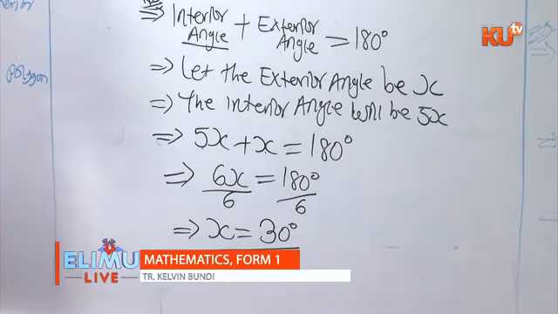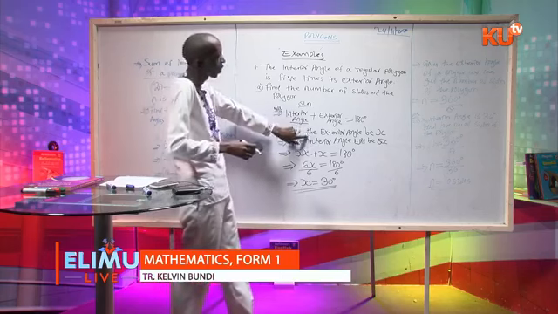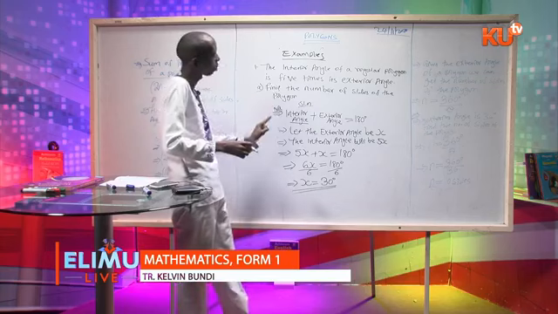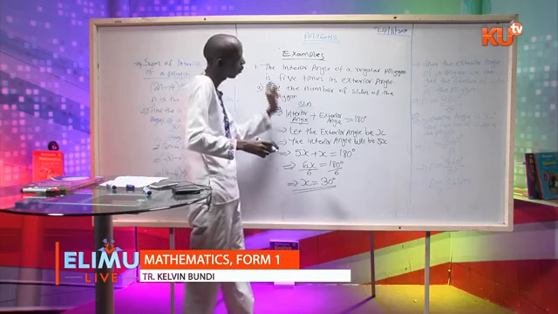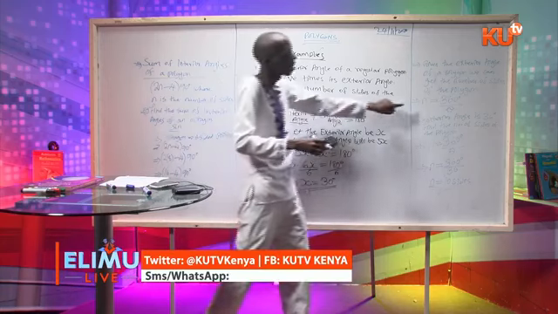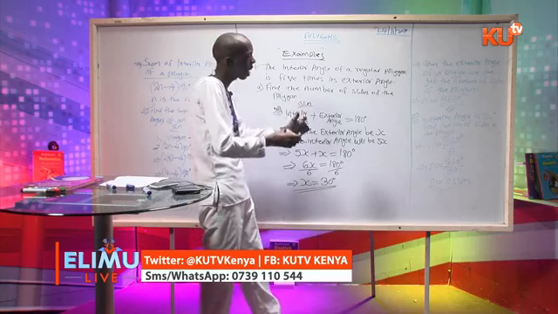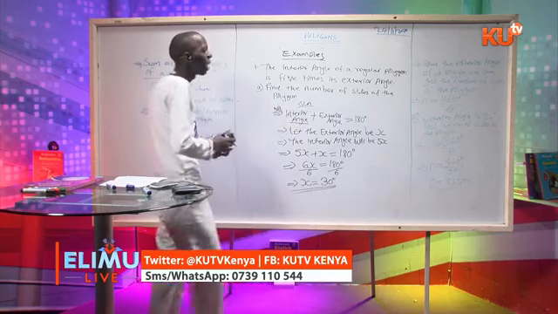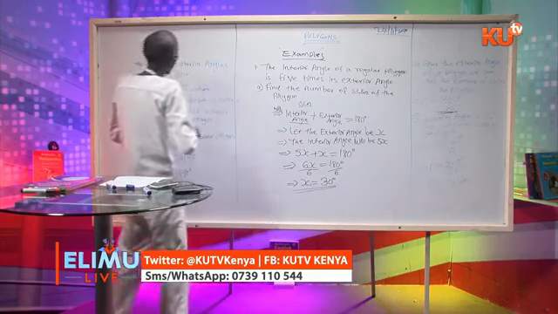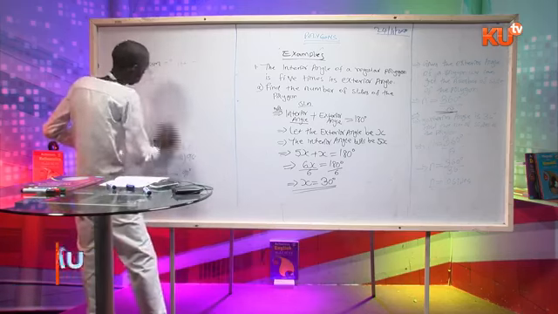That is not the end of the question. 30 degrees is x. And what was our x? Our x was the exterior angle. But what is the question? The question is, find the number of sides of the polygon. And we said, given the exterior angle, we can get the number of sides using a certain formula that I have shown you. Using that formula, we can get n, which is the number of sides. Let us see.